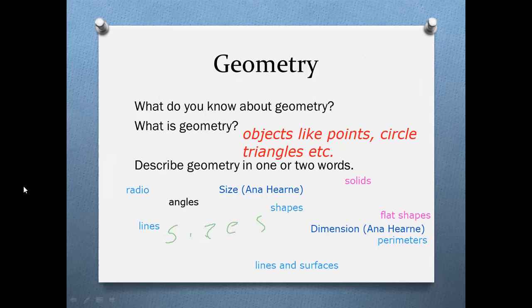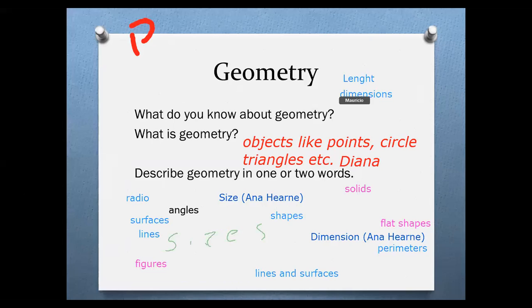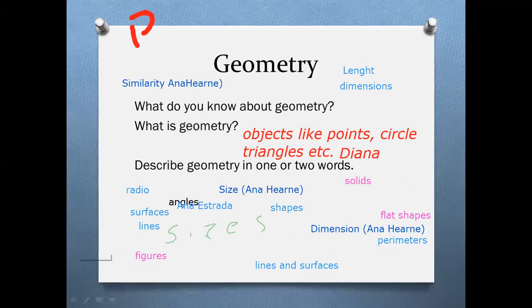Mauricio, objects like points, circles, and triangles. Someone wrote in the chat, area, Aurora. Okay. Flat shape. Line, measurement, surface, figures. Wow, it's coming like a bingo here. Right? Who guessed it? No, honestly, all those ideas, all those words you have over there, let me erase it.